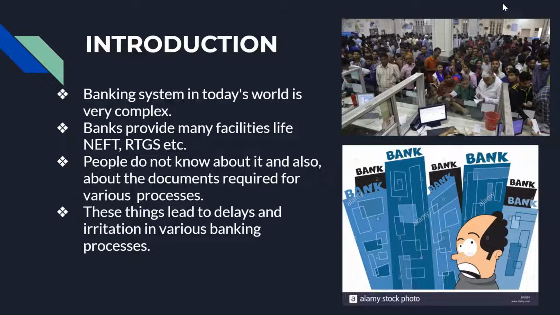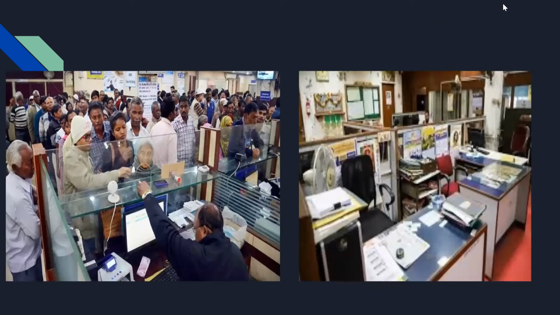Next. Do you see these two pictures? This is what happens every day in branches. You see there are long queues of people waiting to get their work done, or the employees are not present, which causes a lot of trouble to those using offline banking.